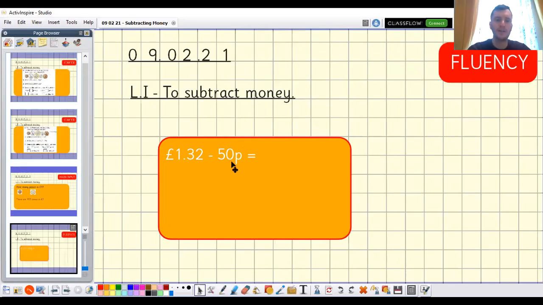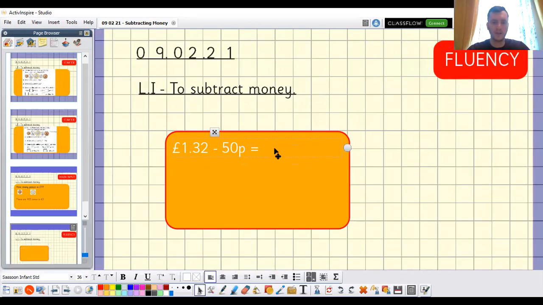And we have £1 and 32 pence, take away 50 pence. I'd start by subtracting 30 pence, which would get me to £1 and 2 pence, or 102 pence. And I've still got 20 pence to subtract. So 102 take away 20, that's going to be 82 pence. So this answer is 82 pence.